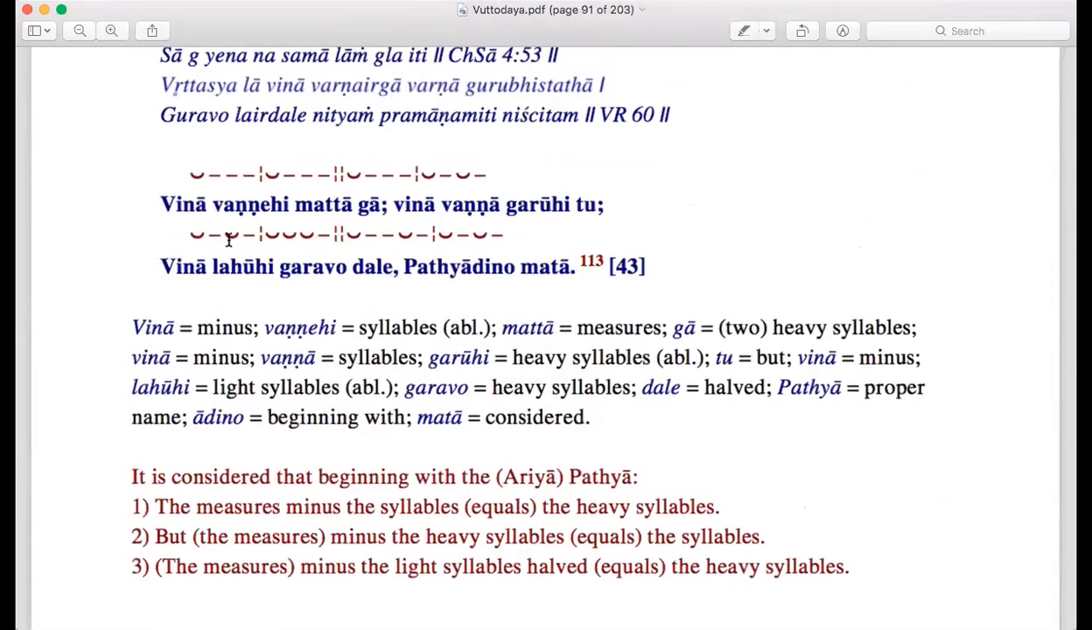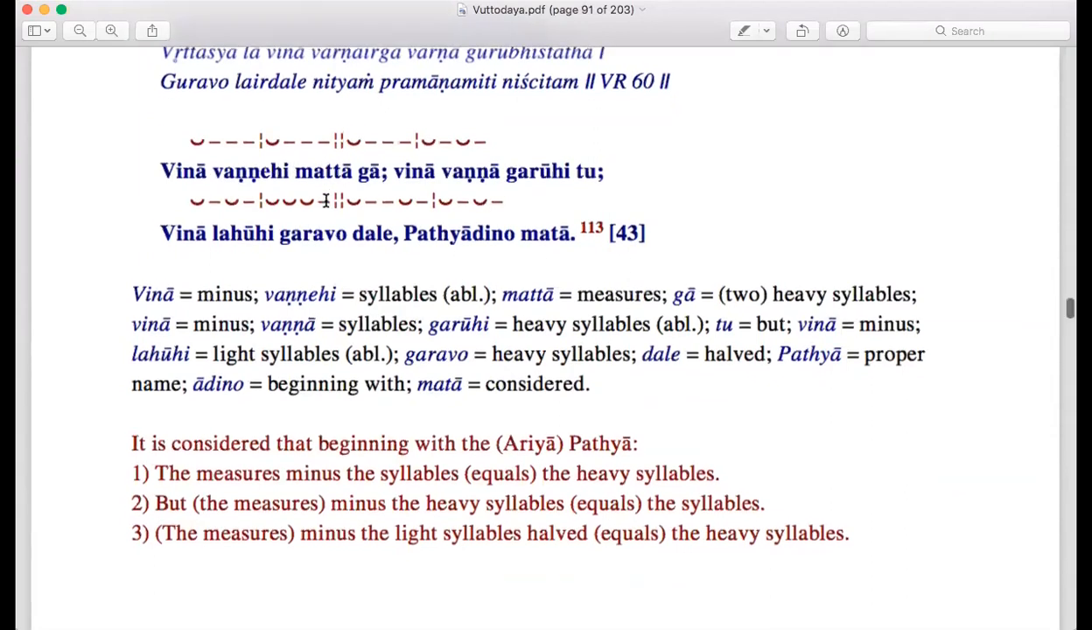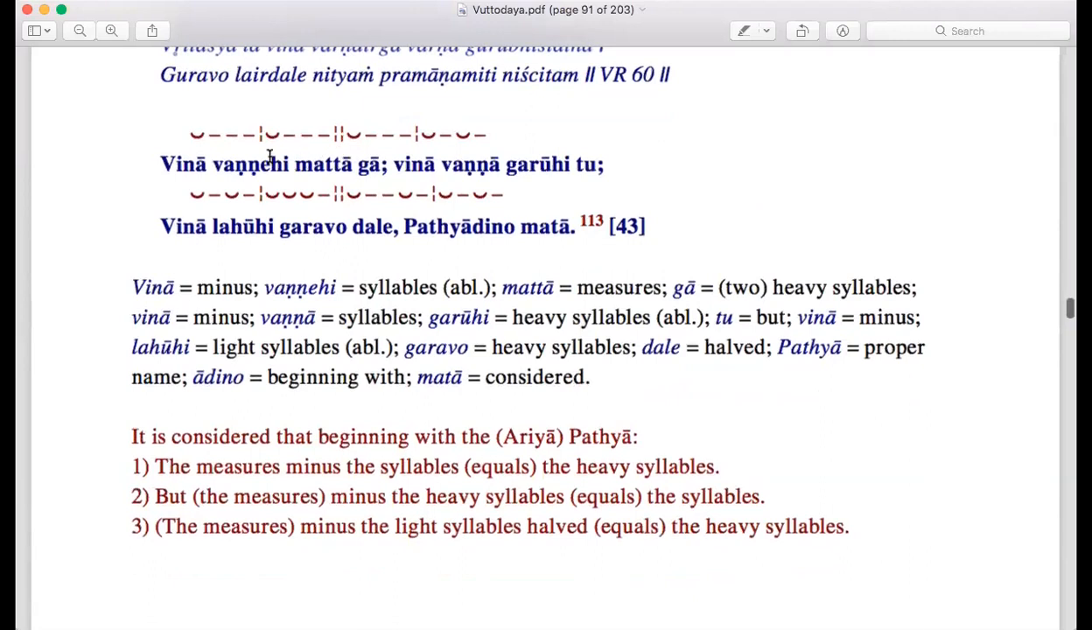So the words of this verse should be explained as Vina vannehi matta. Matta, measures, vannehi vina, subtracted by syllables, equals ga, heavy syllables. Matta vannehi vina ga. You can put the verb honti. So matta vannehi vina ga. Vina vanna garohitu.